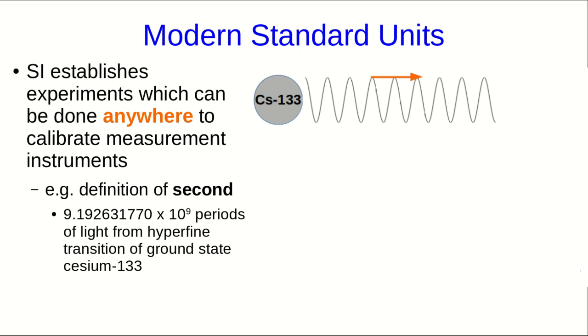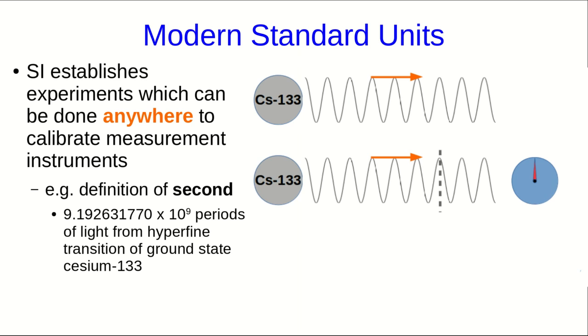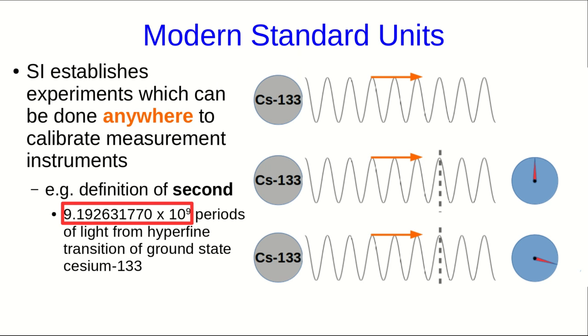You have light coming from cesium-133. You watch how long it takes for this large number of crests of that light to pass by some point. You time it with an unmarked clock, and then when you've gone that number of periods, you mark that off as 1 second. What I've described isn't really a practical way of doing it. The real experiment is more complicated than this, but in principle, it's the same thing.